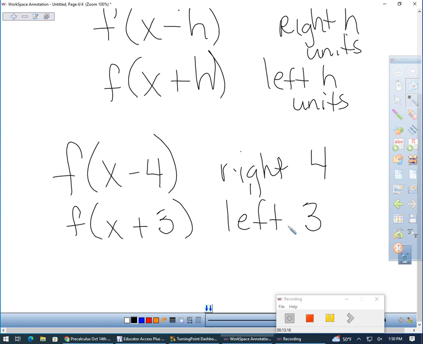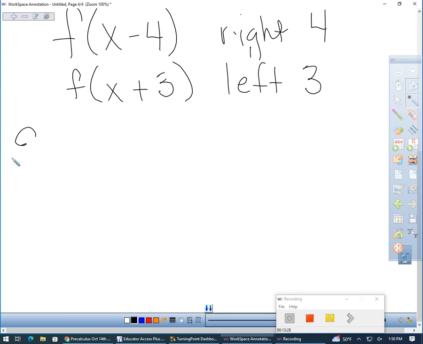Okay, we still doing good? All right. So then, let's try this. Example number 4.